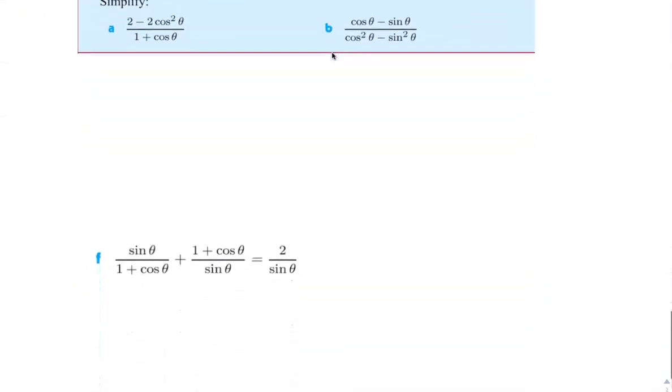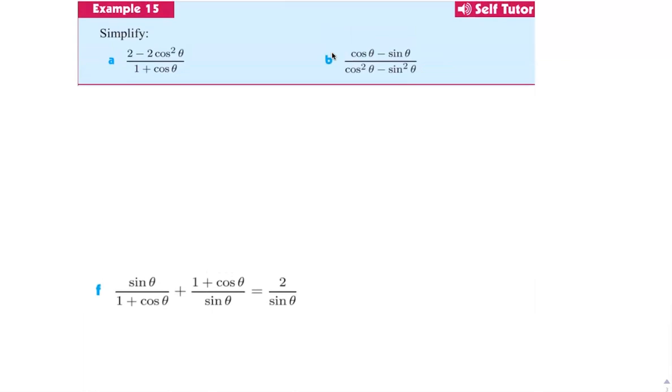I want to simplify this. Now we're going to put different ideas together. So here, the first thing I notice is that they both have a 2, so let's factor that out. I'm going to get 2 times 1 minus cosine squared theta over 1 plus cosine theta. Now this is a little tricky. Normally, I'd probably change 1 minus cosine squared to sine squared. But that's not going to give me anything here, right? I have a 1 plus cosine.